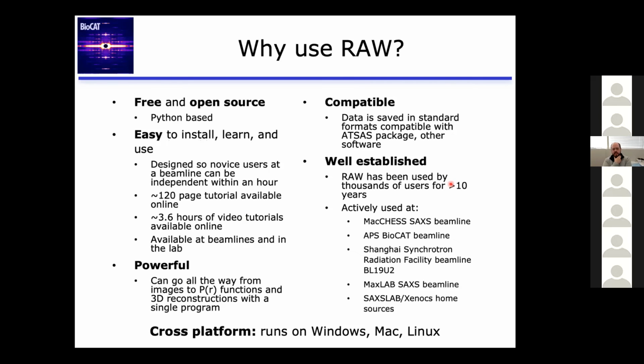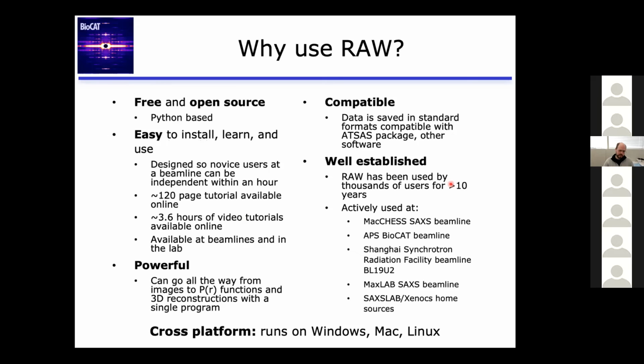So with that, I'm just going to end with a summary. Why might you want to consider using RAW? Well, it's free and it's open source. It's Python-based. I think those are very important parameters. It's easy to install and learn and use. I know installation is not such a big deal with SBGrid, but we do have pre-built binaries for Mac, Windows, and Linux. So download it on your own laptop, set it up, run it there, as well as on whatever computer is in the lab.